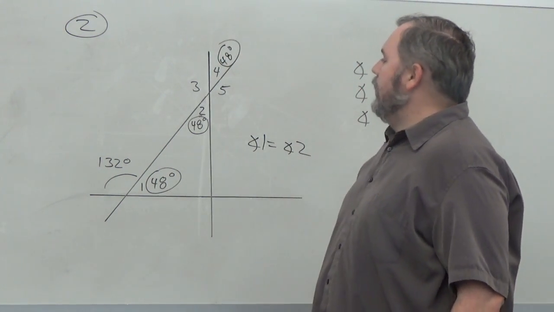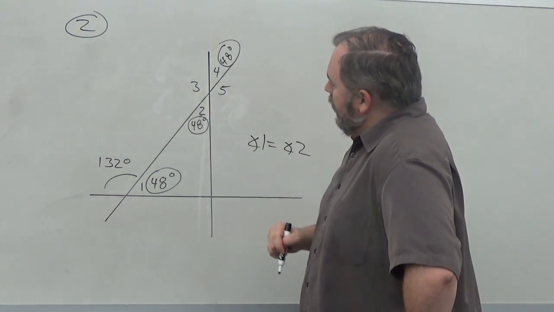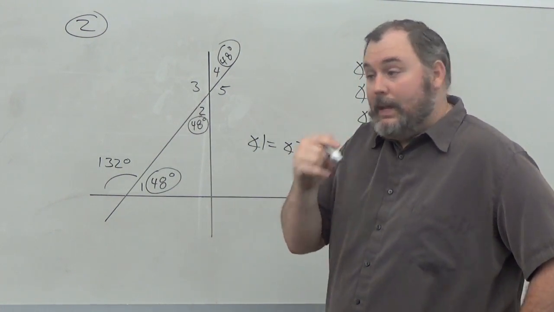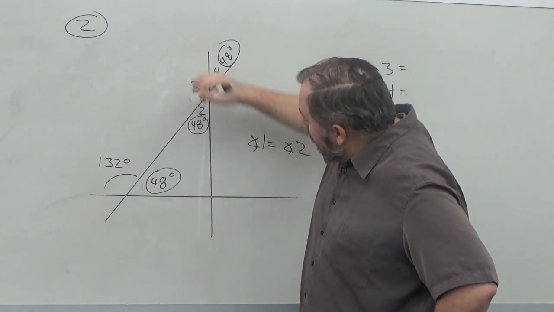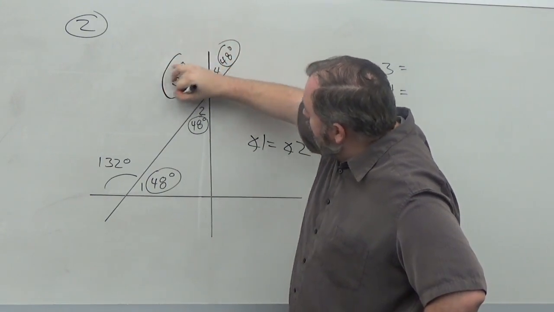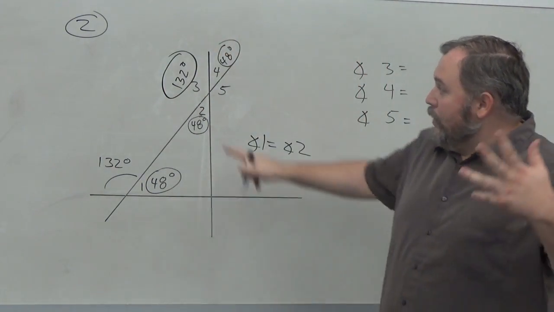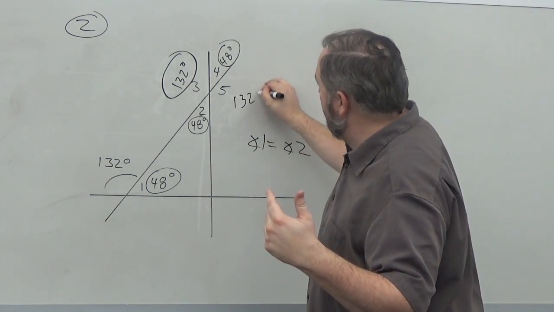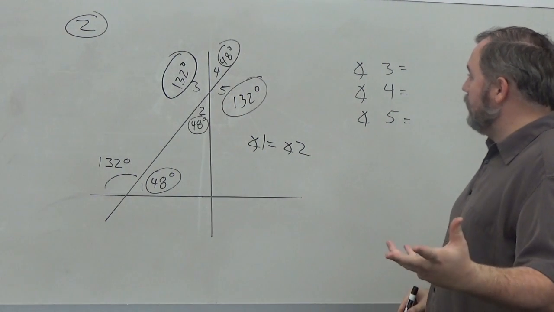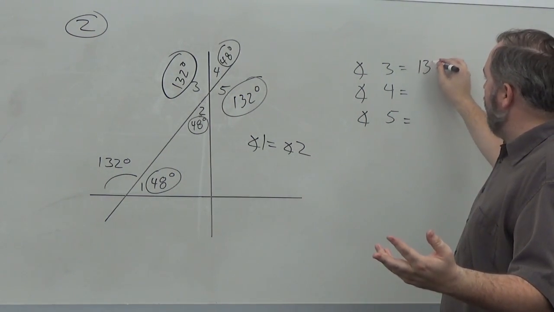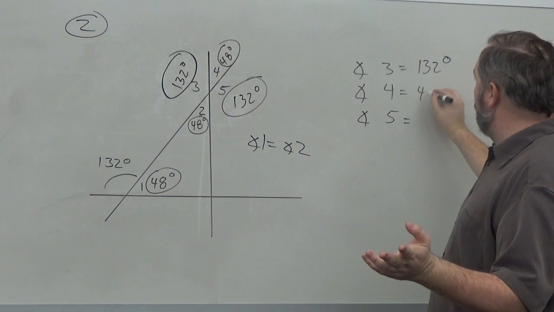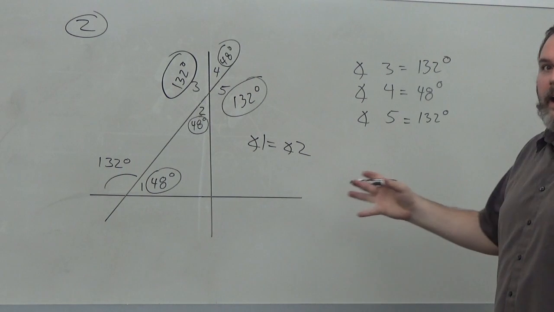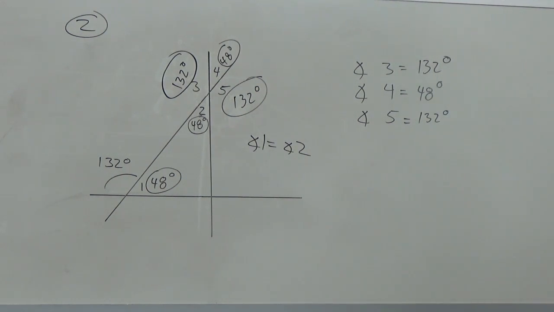Cool. Wait a minute now. If this is 48 degrees, and 2 and 3 are supplementary angles of one another, that means that angle 3 is 132 degrees. Cool. Wait a minute. 3 and 5, they're vertical angles. Hey, they're the same thing. Awesome. So let's plug it in. I found out 3 is 132 degrees, 4 is 48 degrees, and 5 is 132 degrees. How easy is that? Easy peasy, lemon squeezy.